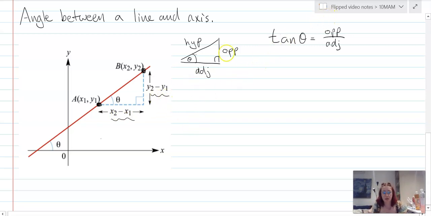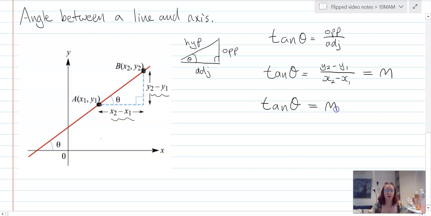So if we think that the opposite side is y2 minus y1, adjacent is x2 minus x1, we can rewrite our formula as tan theta equals y2 minus y1 over x2 minus x1. Now that formula right there should look pretty familiar as being our gradient. So we can think that tan of theta is actually equal to our gradient. Now there we've only found the angle that's in here.